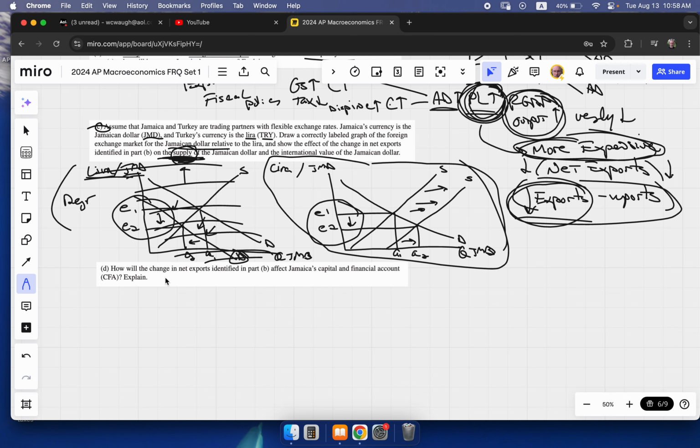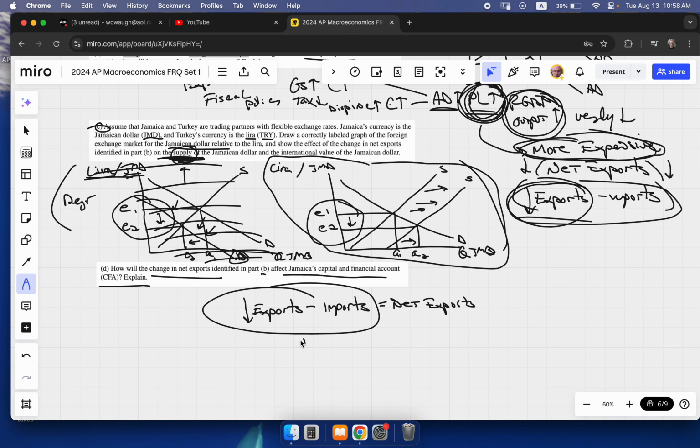Anyway, D, how will the change in net exports affect Jamaica's capital and financial accounts? So, first of all, again, net exports is exports minus imports. And I would have wanted to make sure that they know that I know that, right? I recognize, and we've already said, that exports are going to go down in B. Well, if exports are going down, what we know about our current account is that if exports are going down, that implies net exports are going down. This is going to push our current account toward a deficit.